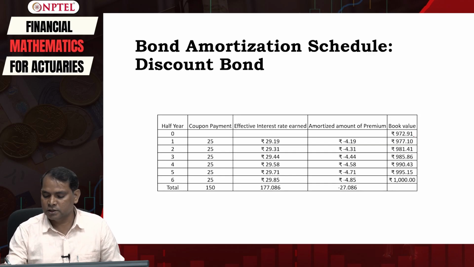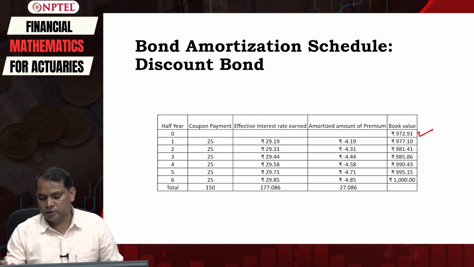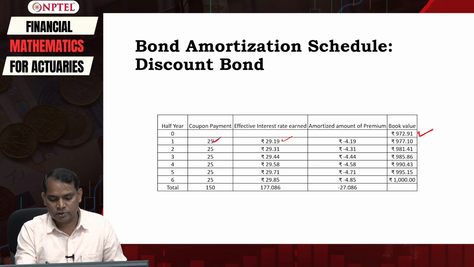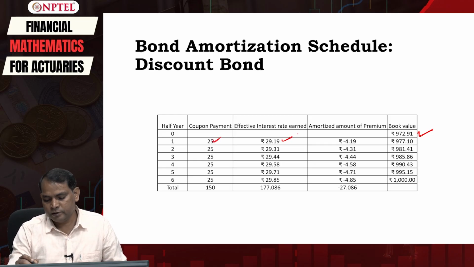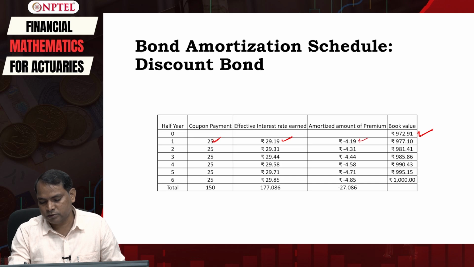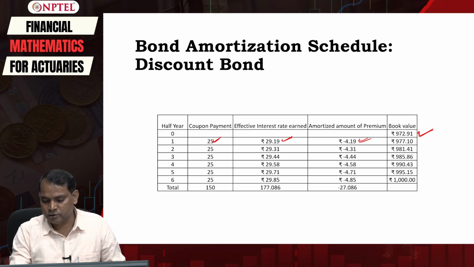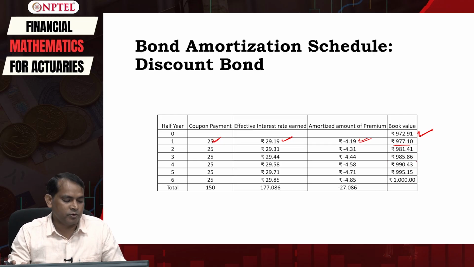Here, this is the price of the bond and this is the coupon payment you have computed. This is the effective interest for the first half period, and this is the amortized amount. This value is therefore this value minus this value. Because this is a negative number, you can just add it here to get this value. The rest of all the entries are computed exactly using the same formula.